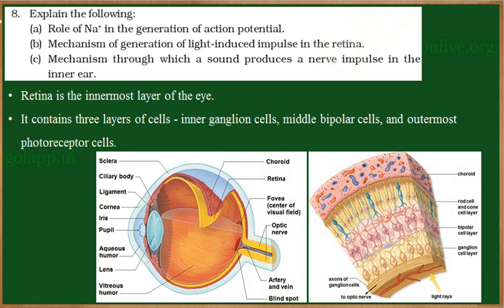So let us learn the next part of the question, that is the mechanism of generating a light-induced impulse in the retina. So how is the light-induced impulse generated in the retina? Here we know that the innermost layer of the eye is the retina. It has three regions. The first layer is the ganglion layer, the middle one is the bipolar layer, and the last one is the rods and cones, that is the photoreceptor layer.